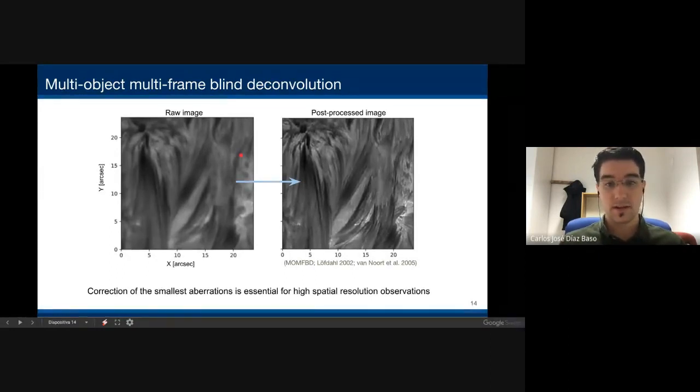We do that at the Swedish Solar Telescope with a technique called multi-object, multi-frame blind deconvolution, and we can achieve results with a precision like the one you see in the image. The only drawback of this great technique is that it takes weeks or months to process one of these images if we don't have a big cluster, for example, to do the calculation.